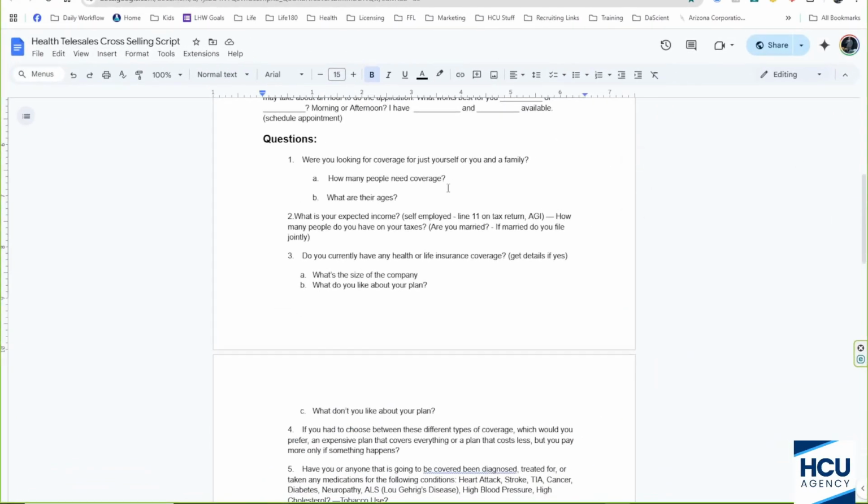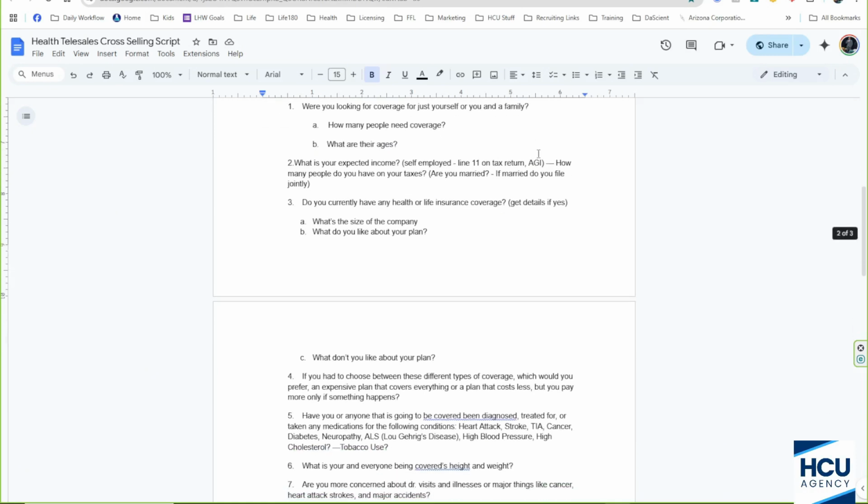All right, so were you looking for coverage for just yourself, or are you in a family? How many people need coverage? What are their ages? This is basic information you're going to need to run a quote. What is your expected income? If they're self-employed, it's going to be the line 11 on their tax return, or you can say adjusted gross income. It is going to affect their subsidy, so this is an extremely important question.